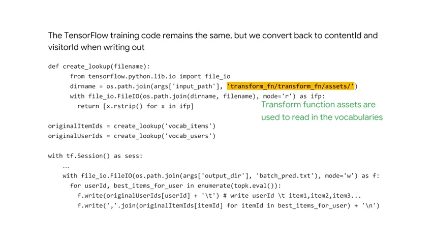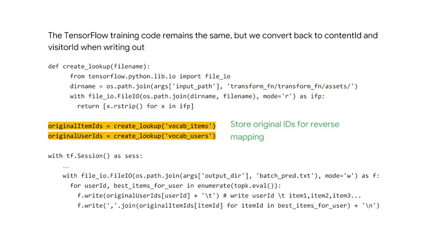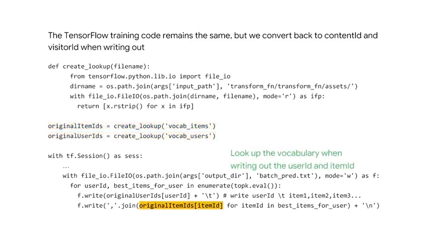First, we'll define a new function, createLookup. It uses the transform function assets to read in the vocabularies. We'll call our createLookup function for both item and user vocabularies to use for our reverse mapping. Lastly, we'll look up the vocabulary when writing out the user ID and item ID. This is easy and doesn't require a dictionary because we're dealing with indices here and can just return that element based on index location of our vocabulary list.